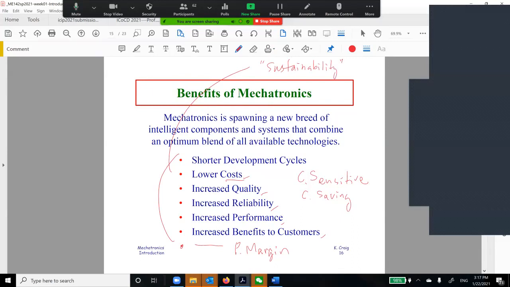Okay, sustainability. Yes, sustainability. Great, Jesus, good job.